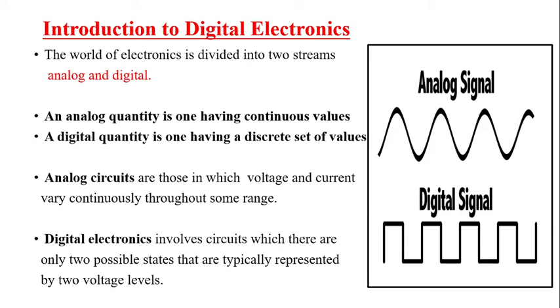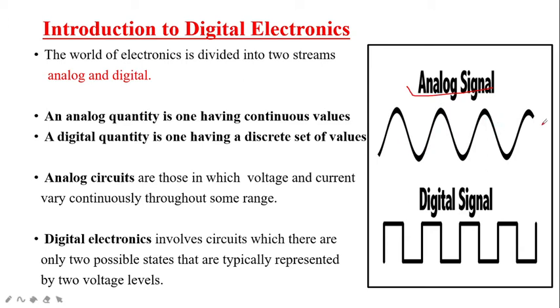Now we shall see individually what analog and digital quantities are. According to a definition, an analog quantity is one having continuous values. You can see in this figure the analog signal. You have some wave, which is a sinusoidal wave, which is continuous. So we define an analog signal as having continuous values.